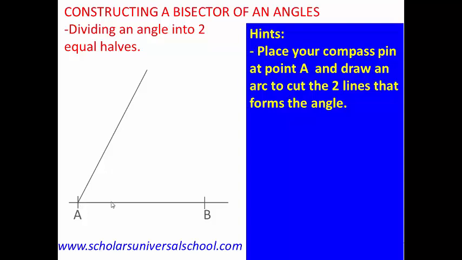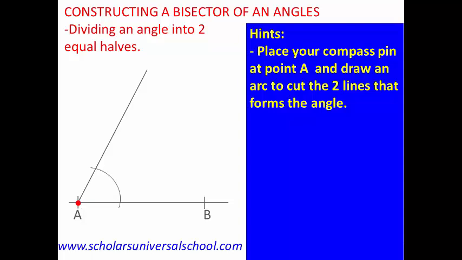In fact, an angle is just a space enclosed by two lines. So we have this as the angle. Place our compass at the point here and just draw an arc. The arc must cut the two lines you have here. Can you see that?